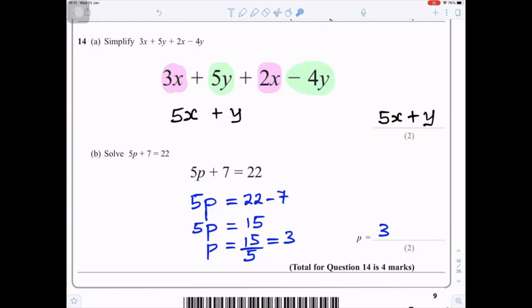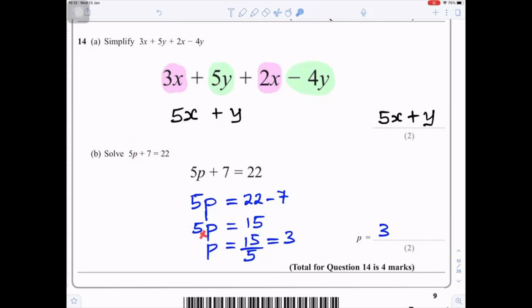Part B. Solve 5p plus 7 equals 22. The way to solve this is, imagine the 7 is your shoes and the 5 is your socks. So you want to remove the shoes first and then you remove the socks. The opposite of plus 7 is minus 7. So 22 take away 7 gives you 15. So you've removed the shoes. Now you need to remove the socks.